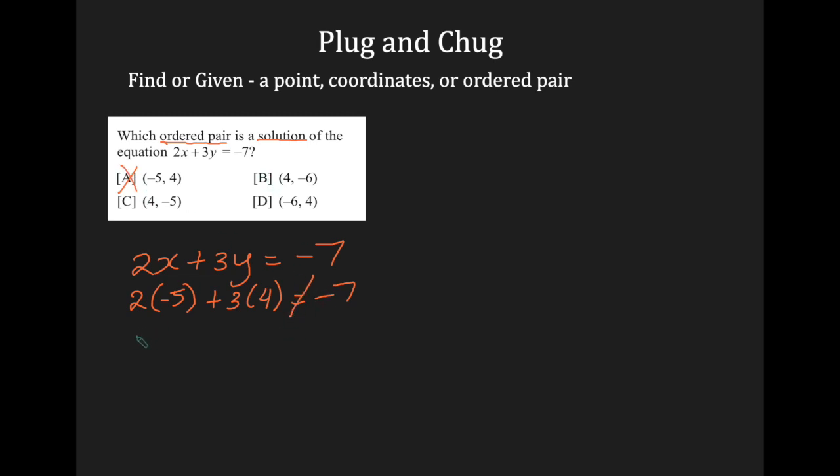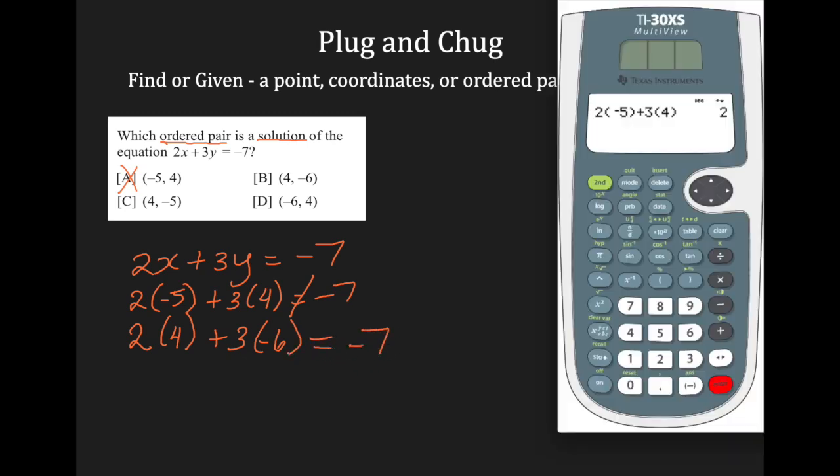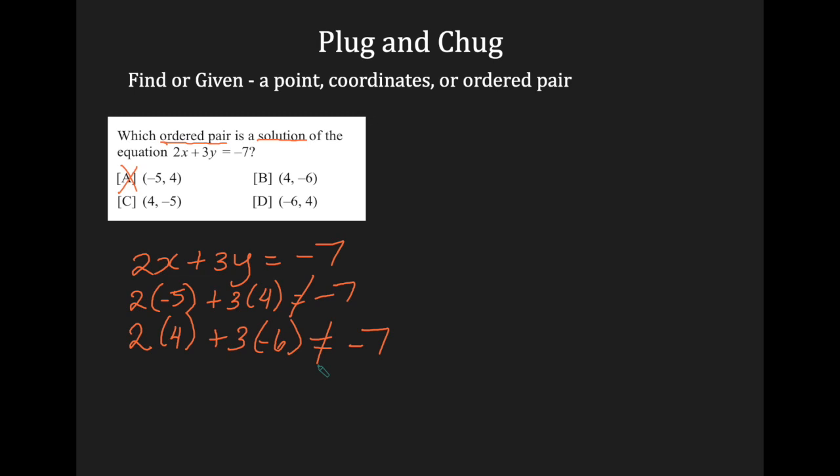Okay, we're going to move on to B. So we have 2, now x has a value of 4, plus 3, and your y is negative 6. And I'm hoping that gives me negative 7. Okay, let's take our calculator. So we have 2 times 4, and we're going to add 3 times our negative 6. And we hit enter. Notice I got negative 10, not negative 7. Does not equal, so my answer is not B.